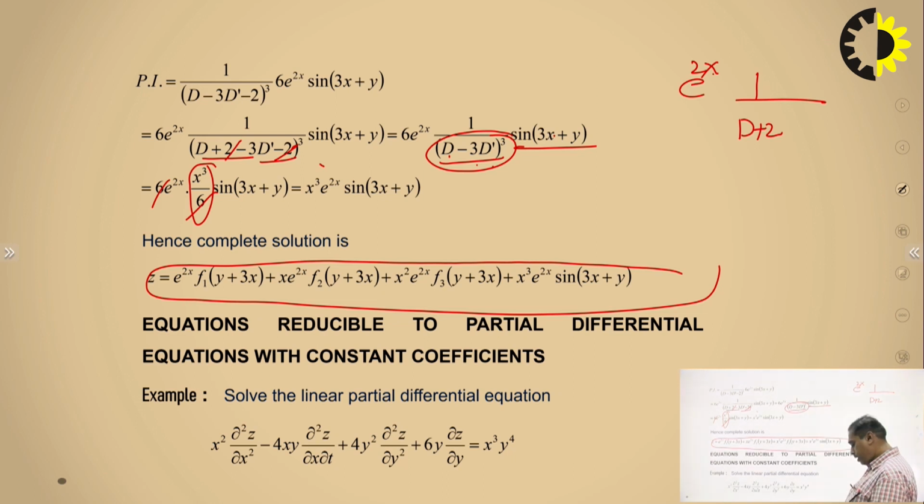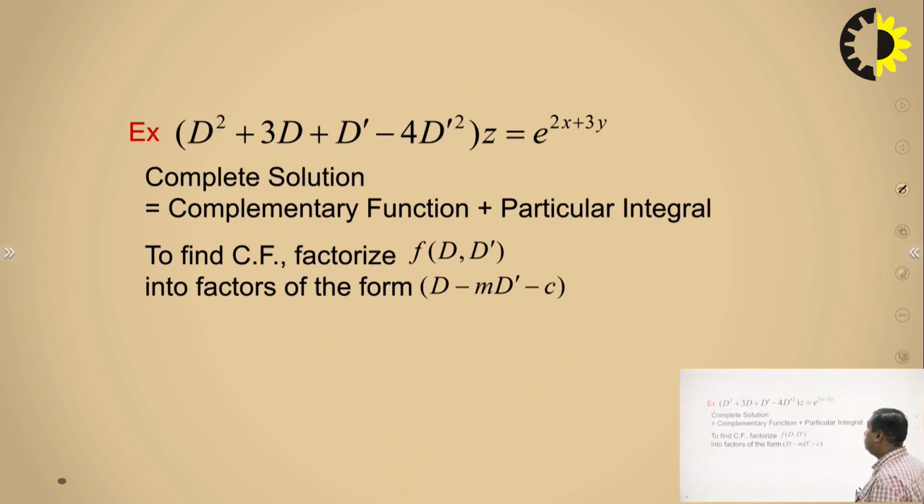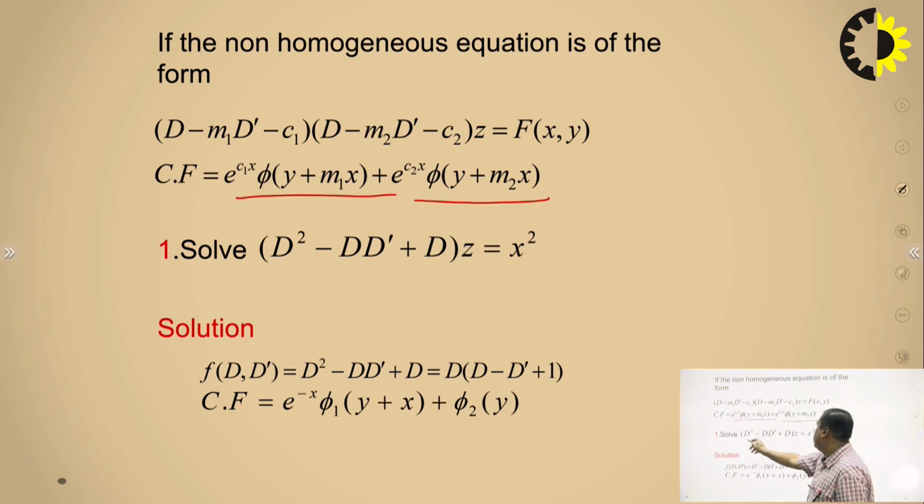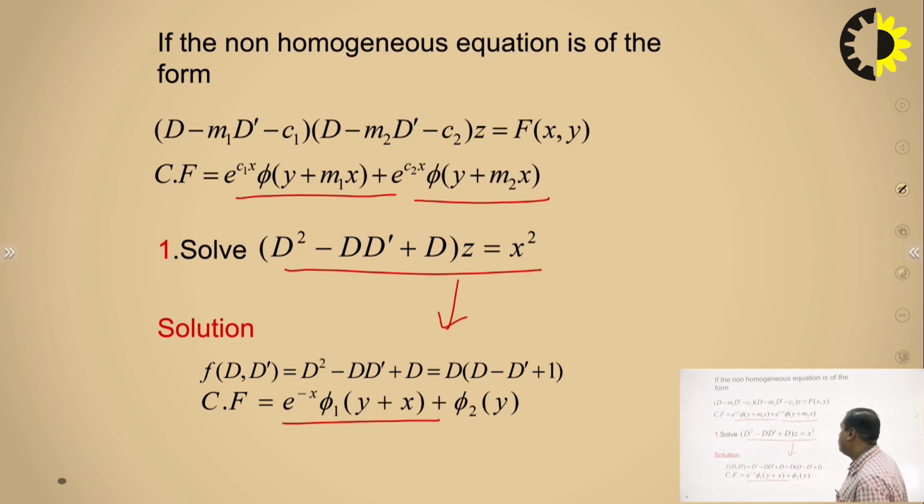Solve the equation in linear form. Example: (D square plus 3DD' plus D' minus 4D' square) z equals e to the power 2x plus y. We resolve it into linear factors. The CF is e to the power c1x f1(y) plus c2 f2(y), and we calculate in such a way that the equation has the CF e to the power minus x phi1(y) plus x plus D is taken as common, and that becomes phi2(y).